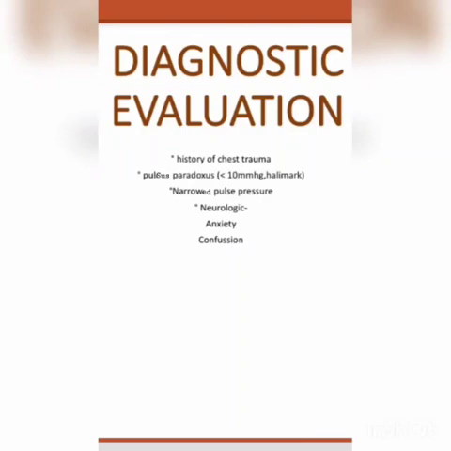And in diagnostic evaluation, first we would check the history of chest trauma, and second, pulsus paradoxus. Pulsus paradoxus is an abnormal large decrease in stroke volume, systolic blood pressure, and pulse wave amplitude during inspiration. Third, there is narrowed pulse pressure. And number four, in neurologic, it causes anxiety and confusion.